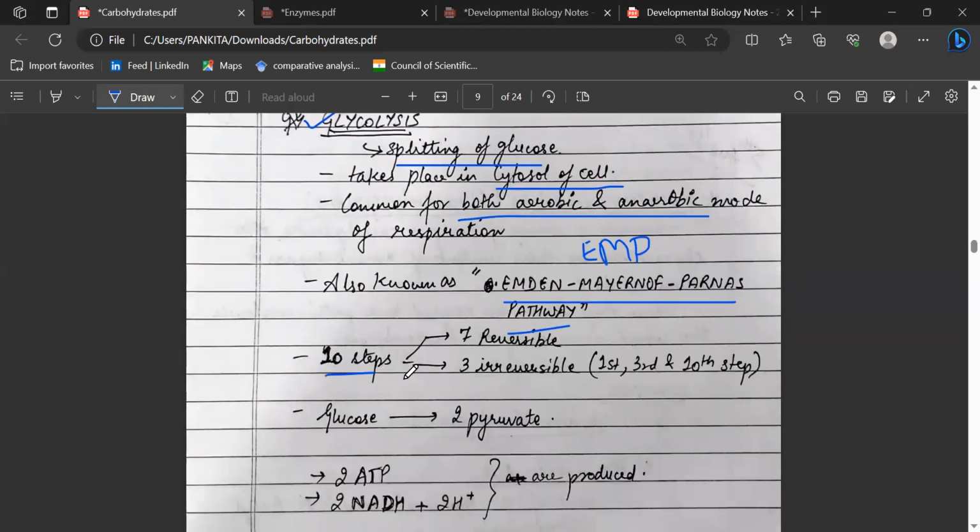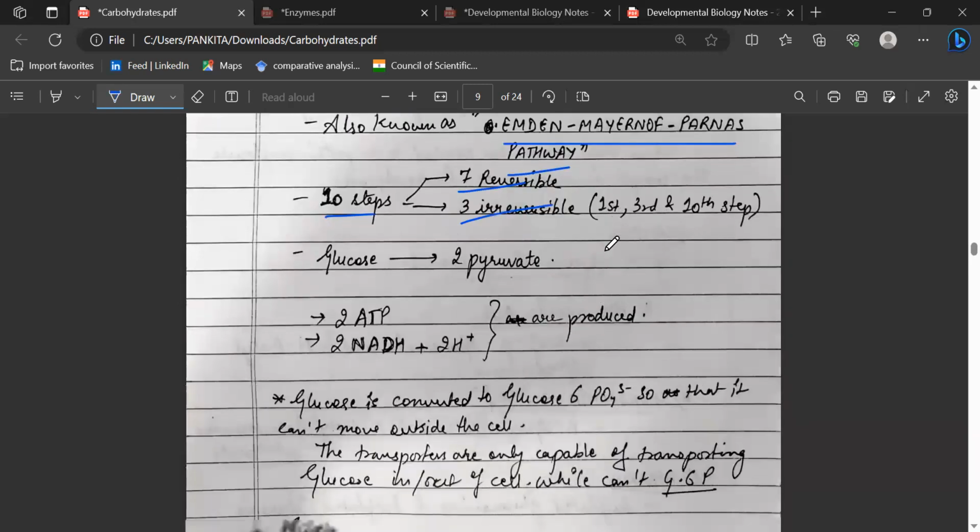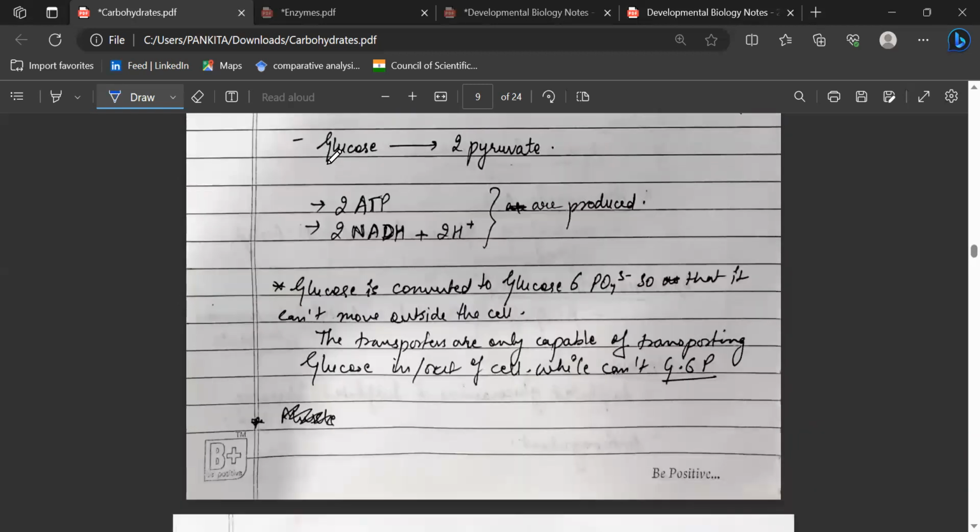There are 10 steps involved in glycolysis. 7 are reversible, 3 are irreversible. The 3 irreversible steps are the first, third, and 10th. At the end of glycolysis, glucose is converted into 2 pyruvates, and overall 2 ATP and 2 NADH plus H positive are produced.